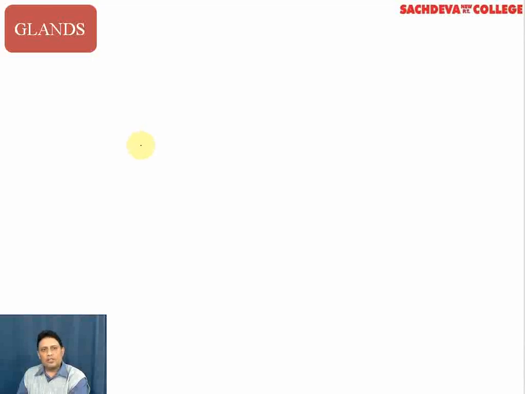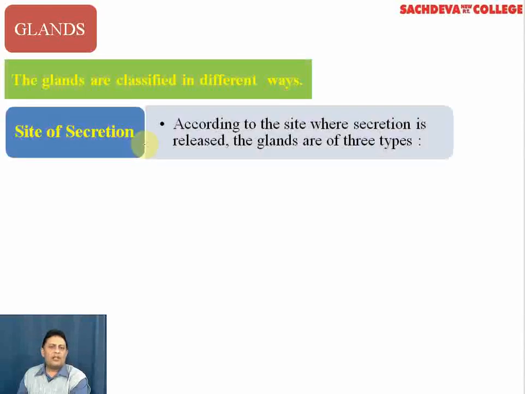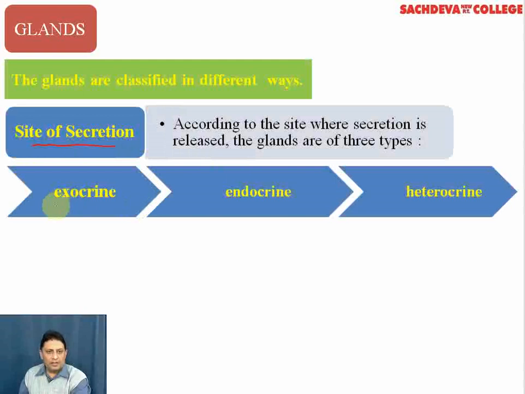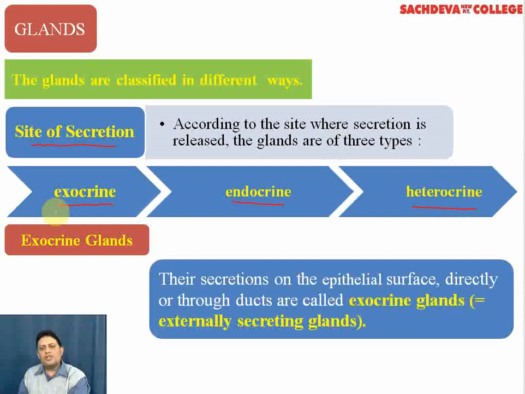Coming to our last topic on the epithelial tissue, the glandular epithelium or the glands. Glands are classified in different ways. The first classification is according to the site of secretion. Glands are of three types: the exocrine, endocrine, and the heterocrine glands. Coming to the exocrine glands, they secrete their secretion on the epithelial surface, directly through ducts.